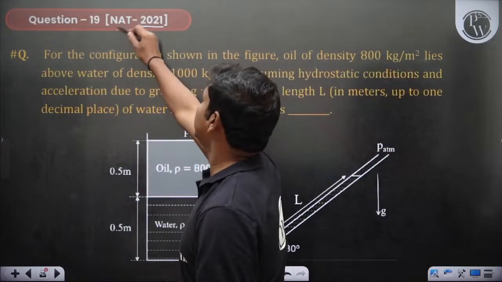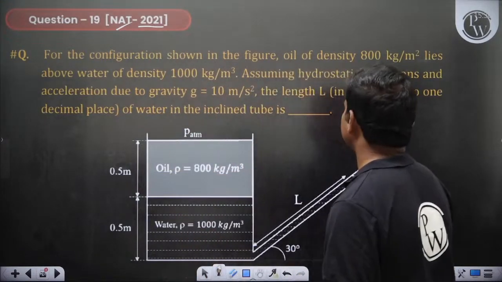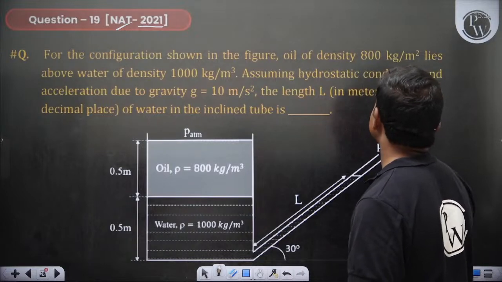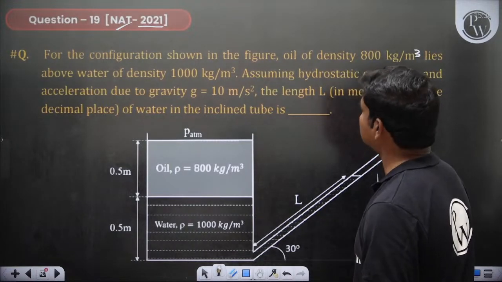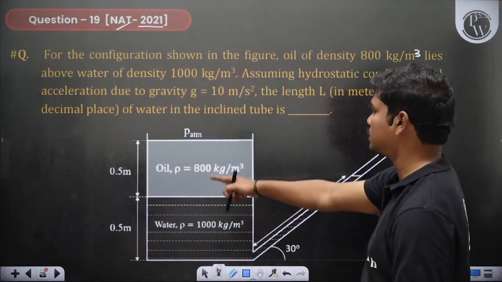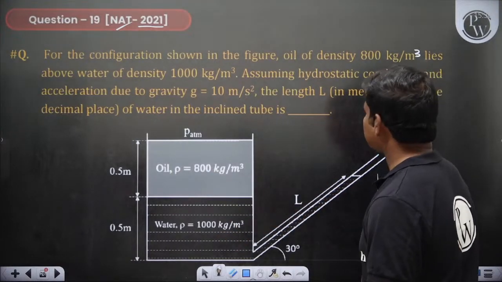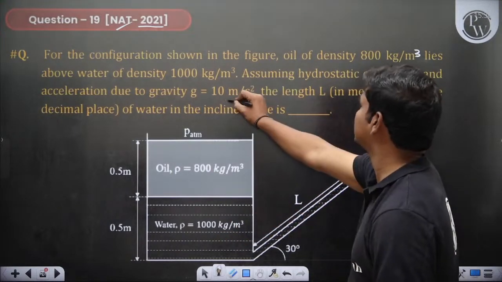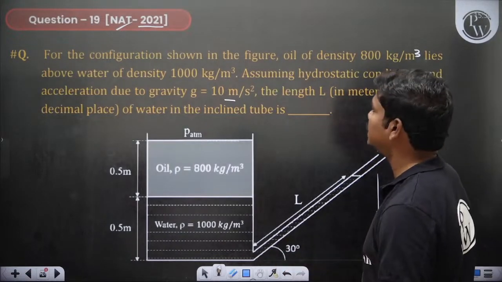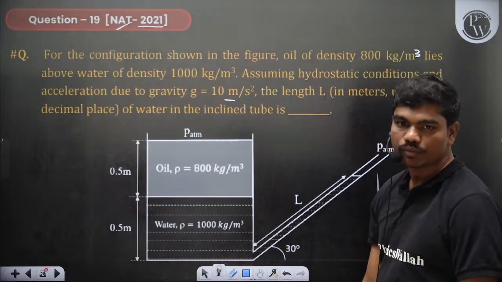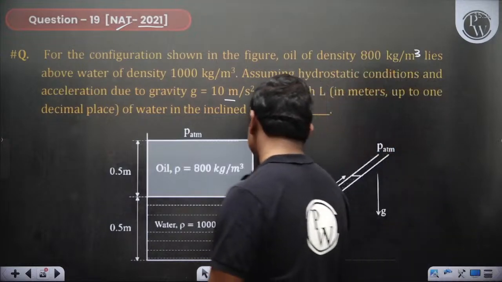2021 again NAT. For the configuration shown in the figure, oil of density 800 kg per meter cube lies above water of density 1000 kg per meter cube. Okay, so this is water and this is oil. Assuming hydrostatic conditions and acceleration due to gravity as 10, the length L, so this length L in meters if this angle is 30 of water in the inclined tube is dash. So again apply manometry.